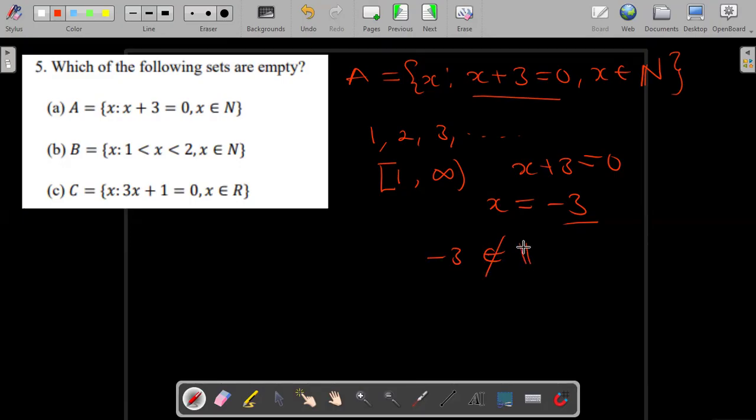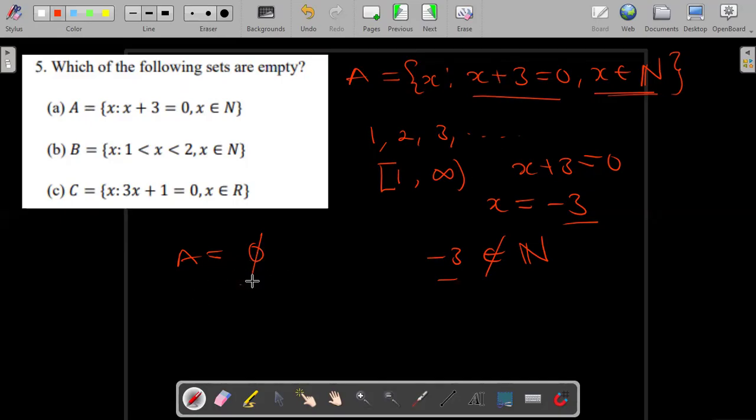Negative 3 is not a member of the natural numbers, meaning what we've defined our set A to be here is giving us a value that is not part of the natural numbers, meaning that this set is going to be empty. So our set A is just going to be equal to the empty set. Since negative 3 is not a natural number, it's not going to be part of that set, and our set A requires that all x's we find should be natural numbers. But negative 3 is not a natural number, meaning this set is going to be empty.